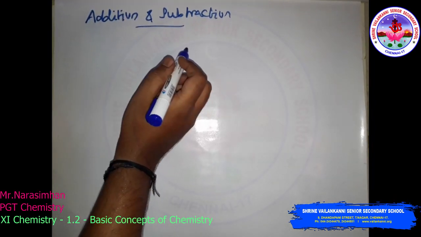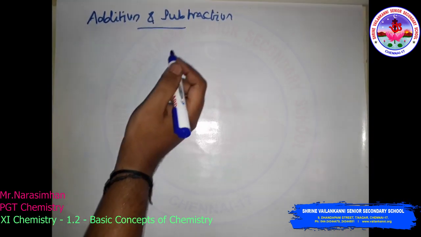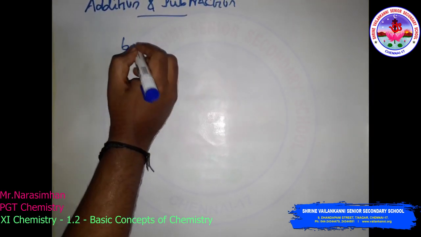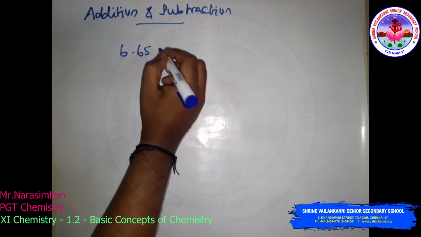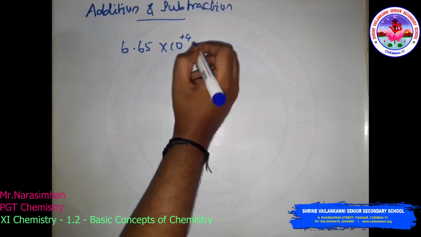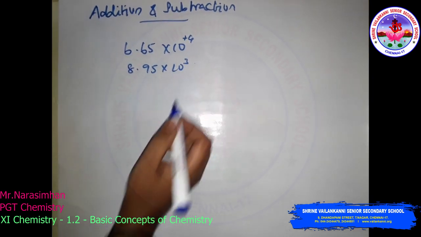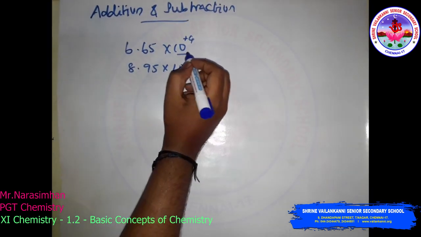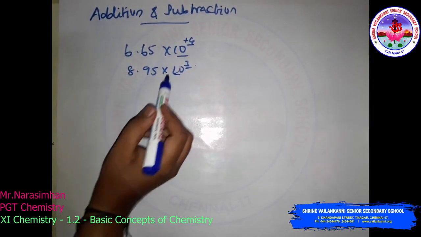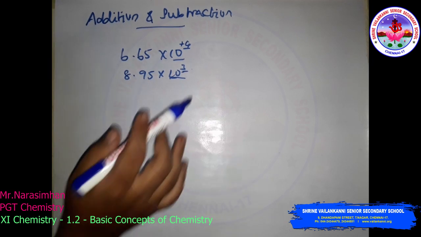See, addition and subtraction. The numbers must be written in such a way that the coefficients are added or subtracted, as the case may be. For adding, like 6.65 into 10 power plus 4, and 8.95 into 10 power 3, the exponent is different here, plus 4 and plus 3. So you have to convert to the same exponent. That is the convenient way to calculate.